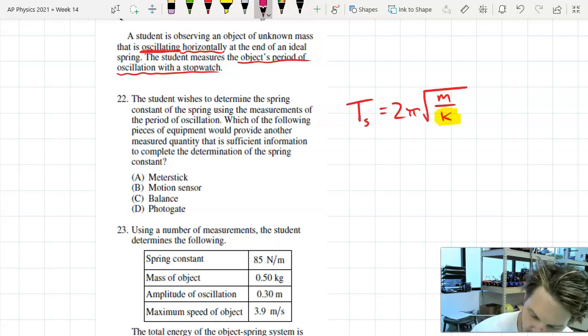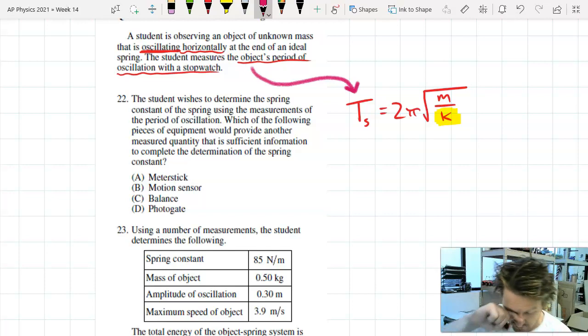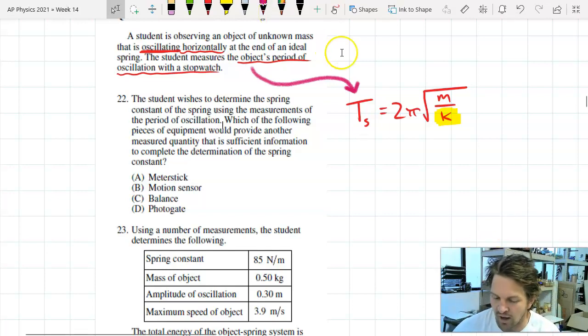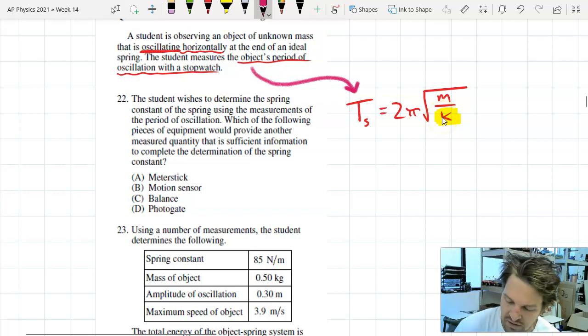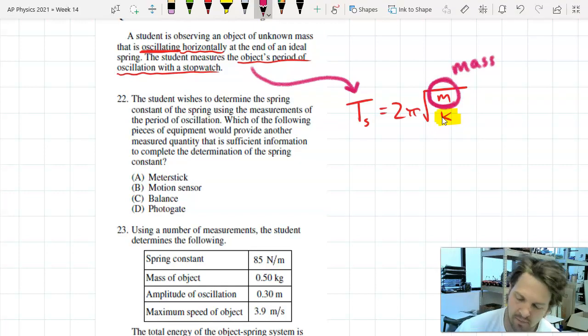The period of the oscillation gives us that capital T right there. So we have capital T, period, and we're trying to get spring constant. So the only other thing we need is a mass, right? So we need one of these things down here that's going to actually measure mass. So meter stick, definitely not. Motion sensor, no, that measures motion, like velocity.